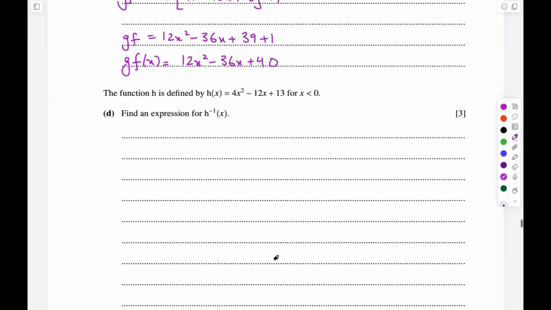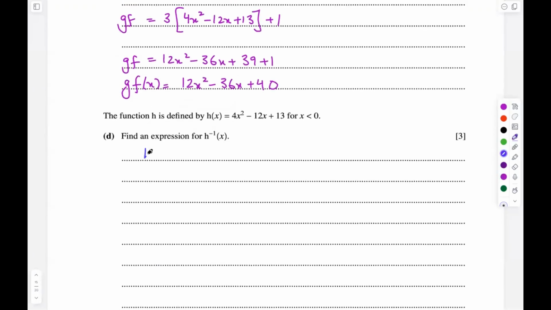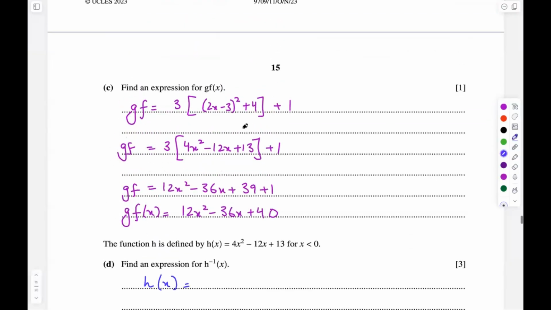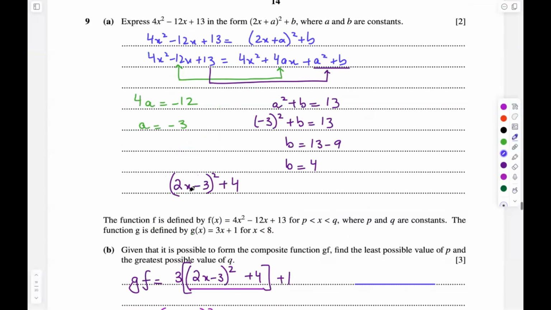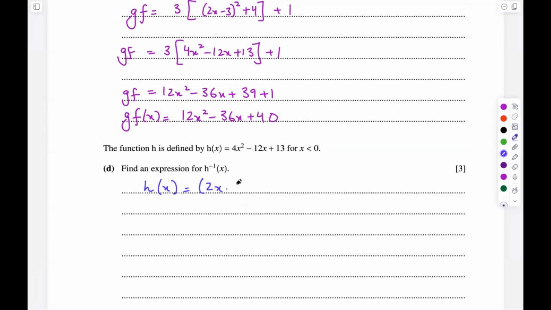In part D, it says that the function h is defined by h of x is equal to 4x squared minus 12x plus 13 for x less than 0. We have to find an expression for h inverse. Now we know that this h function is basically the same as the function f, and we converted it to the form 2x minus 3 whole squared plus 4. To find the inverse of a quadratic equation, we always have to convert it to the complete square form.